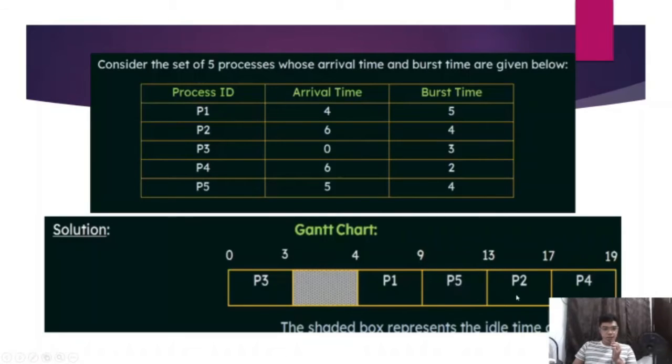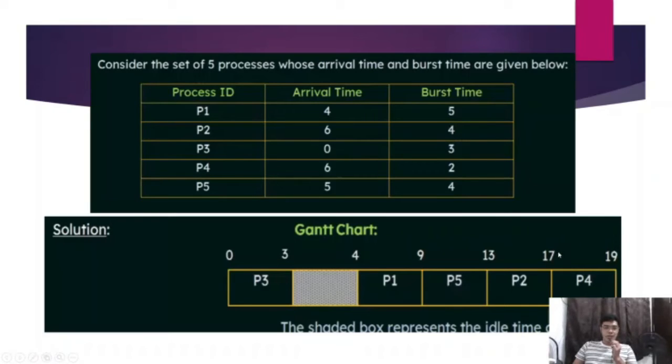Then next is P2, because P2 and P4 have the same arrival time, both 6. In this chart, if two process IDs have the same arrival time, you just depend on the process with the smallest process ID, which is 2. So that's why P2 is first, and P4 is last. So we have 13 here, and P2 has an arrival time of 6 and a burst time of 4. So 13 plus 4 is 17.